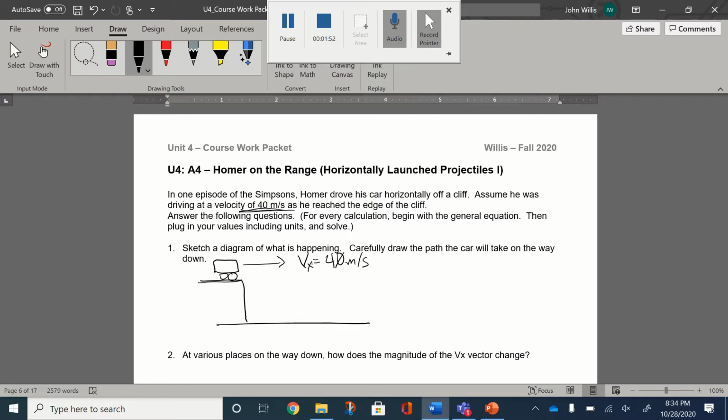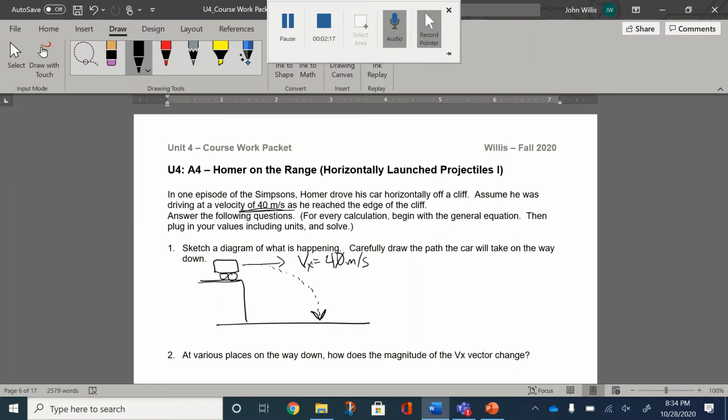But then they wanted us to draw carefully the path the car is going to take on its way down. This isn't something you're going to have to do on an exam, but it's a really good way to connect the concept to why we use the equations that we do. The path that this car is going to follow is the same as every other projectile that we've looked at so far. It's going to have that half circle parabolic sort of trajectory. And that's not going to deviate, right?